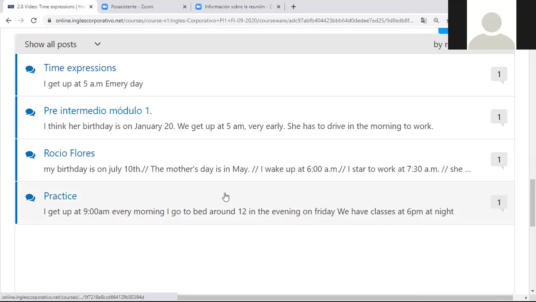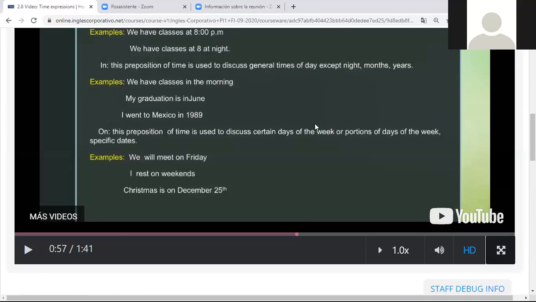Pero aún sigo esperando más comentarios, ¿verdad? Y pónganle su nombre. Por ejemplo, van a escribir un ejemplo de las preposiciones. Pon ahí Josabeth, Godofredo. Y ahí vamos a leer juntos sus comentarios. Okay. Now let's continue.